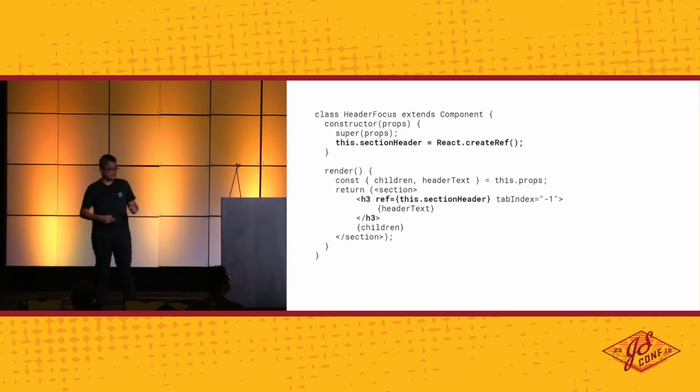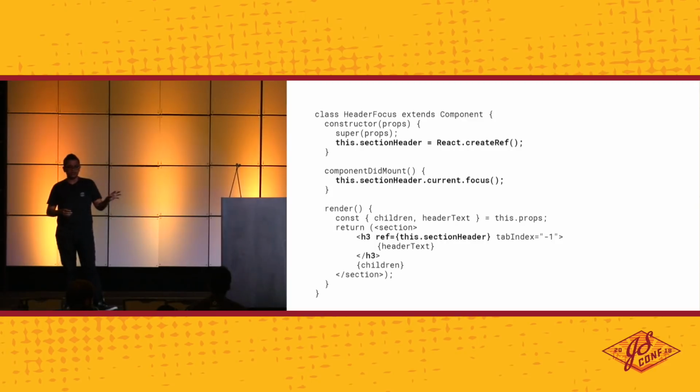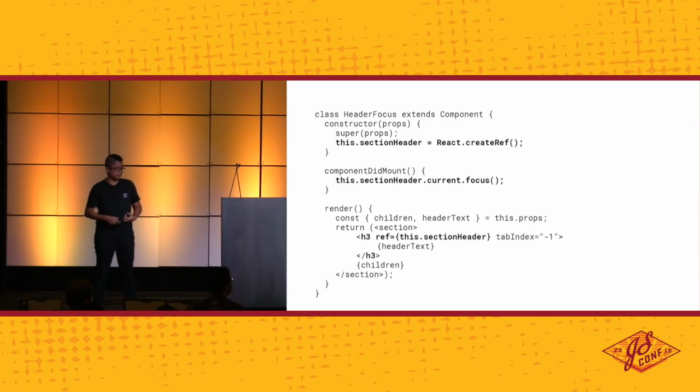Next, when this component mounts, I want the focus to go to that particular ref. So what will I use? I will use the componentDidMount method, and I'll look for that particular ref, section header, and use .focus to make sure that when this component is mounted, that header is being focused. Now, when the screen reader notices that this particular component has the focus, it will read out its contents, and it will be easier for the user to know where they are.